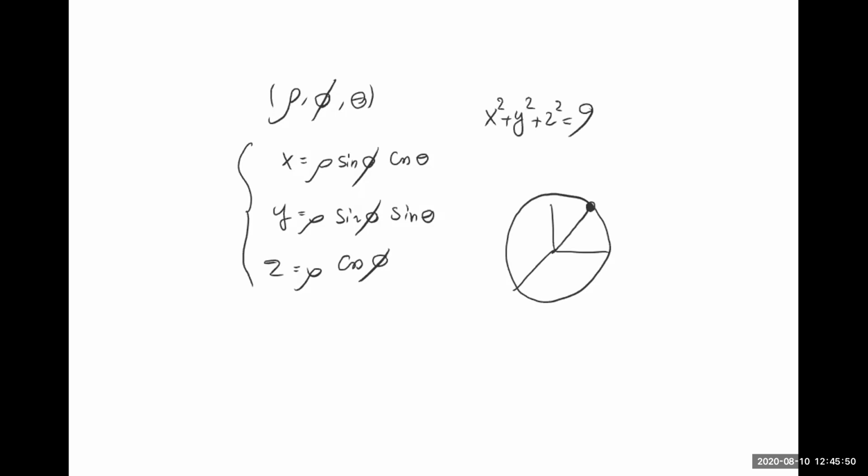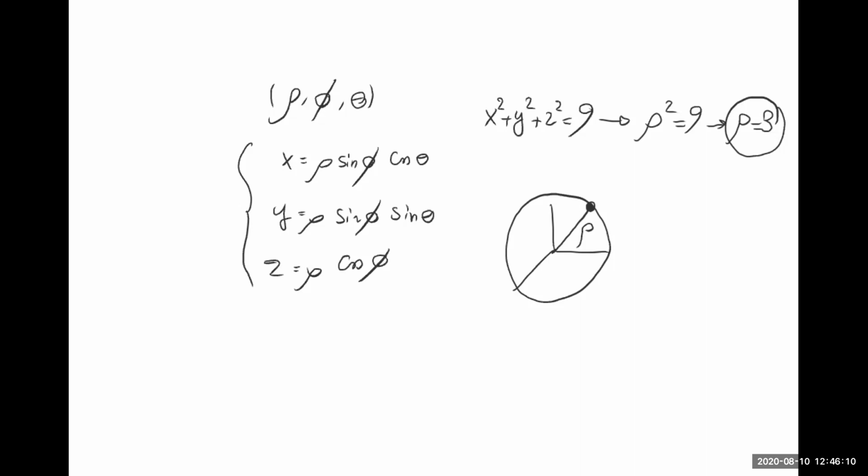That would be x squared plus y squared plus z squared. That is exactly rho. Rho is the distance from the origin. So rho squared is 9, which means rho is 3. So one of the equations reduces to just rho equals 3. If you are not sure about that, you can try it to see that.